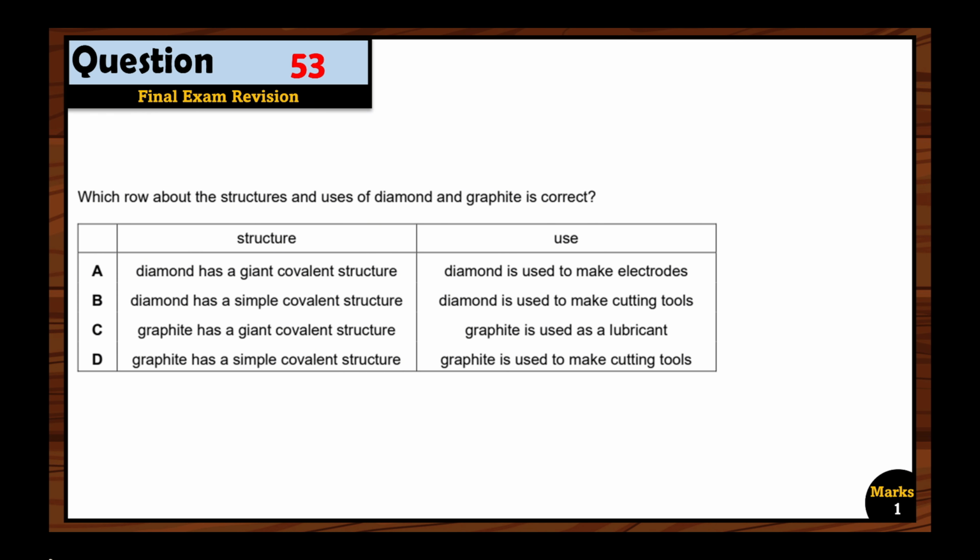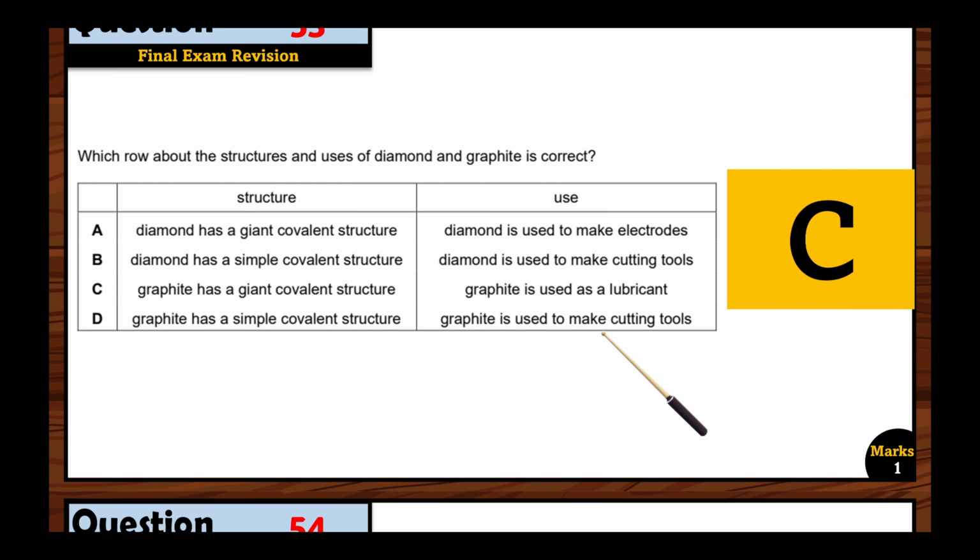Now let's see these options and their uses. Giant covalent structure. Diamond is used to make electrodes. How can we use diamond as an electrode if it is not a good conductor of electricity? So that's why option A is wrong. Only something that is a good conductor of electricity can be used as an electrode. So this option is rejected. Now we are left with only option C. So that's right. Graphite is used as a lubricant. Yes, because the layers can slide over each other. That's why we use graphite as a lubricant. So option C is correct.